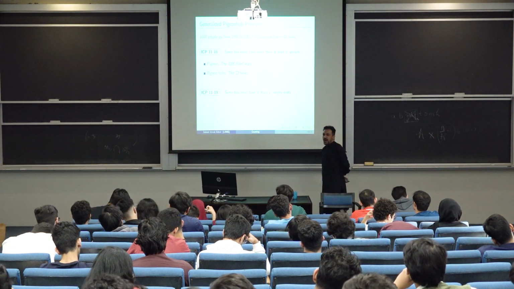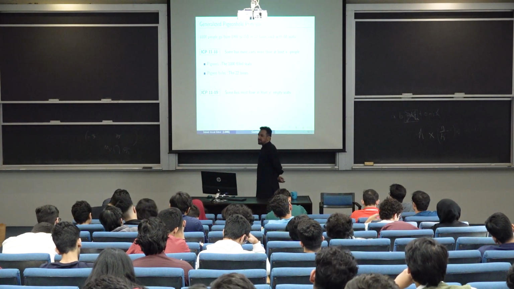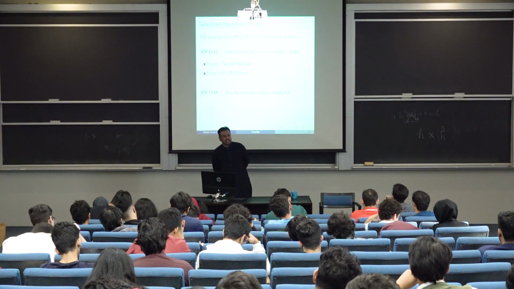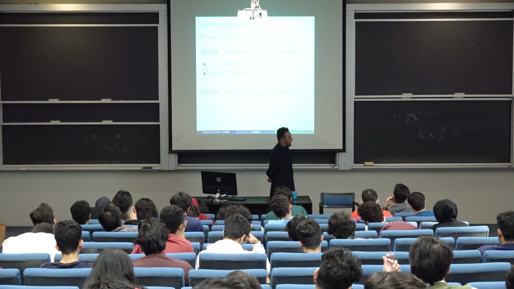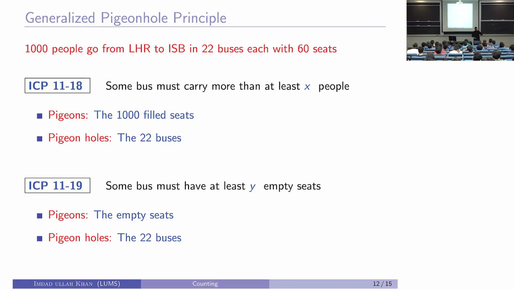So what is that Y? Some bus must have at least a certain number of seats empty. No matter how you send them, whether you try to increase the empty seats or decrease the empty seats or equalize, uniformly distribute them, whatever you do, this much you have to grant me. Okay, so the pigeons should be the empty seats. How many empty seats must be there?